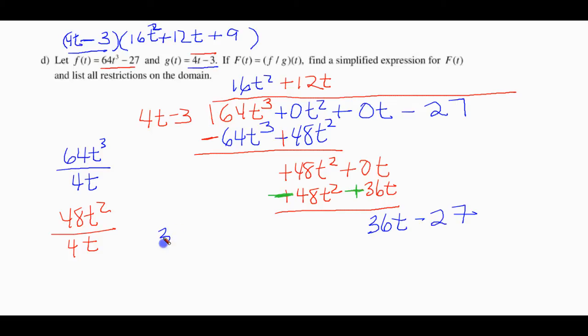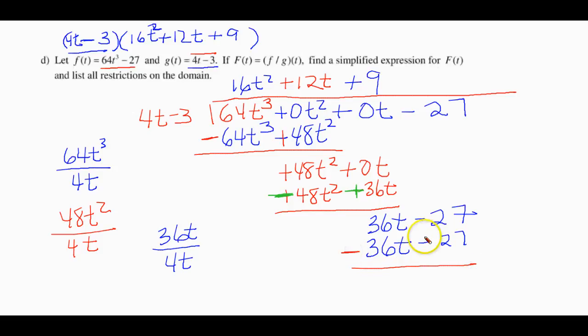So this is a 36t now, minus 27 that we bring down. Now here we have 36t divided by 4t. That's going to be a 9. Ooh, checks out very well. So 4t times 9 is 36t. A negative 3 times 9 is a negative 27. We draw our line and change signs, and we have 0 remainder.